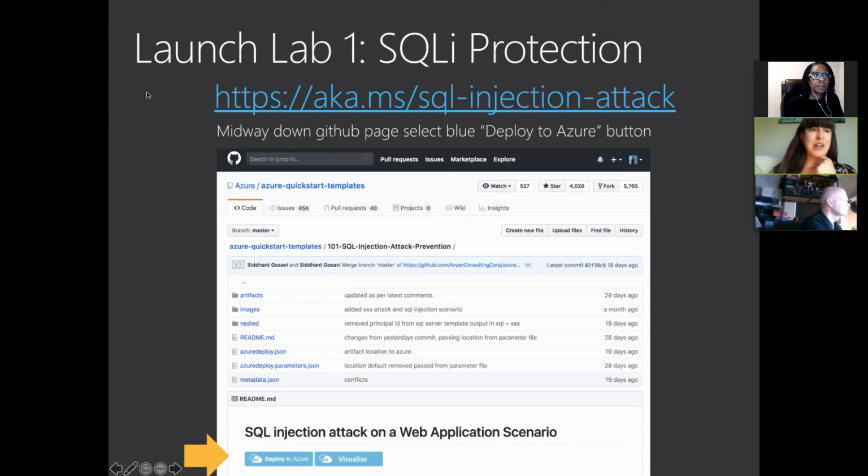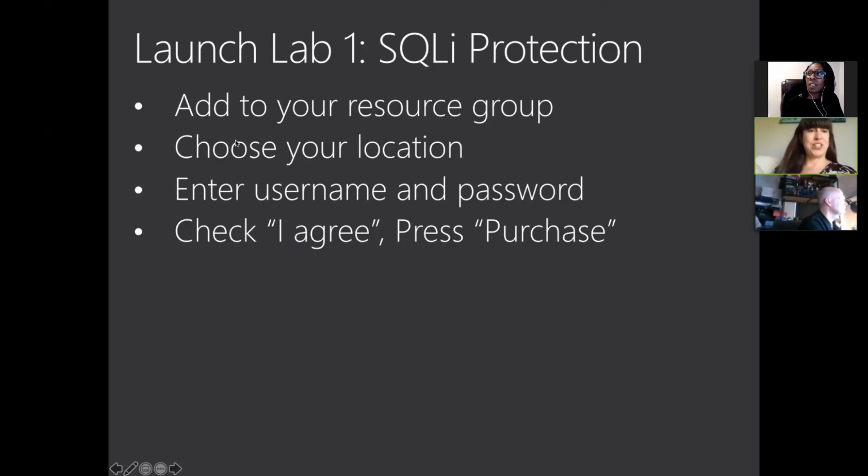There we go. Okay, so we want to open this link, and then there's going to be a button. See the button here? Deploy to Azure. We're going to click that button. And then here are the instructions. So we're going to add this template into a resource group. We're going to create a new resource group. We're going to choose our location. I'm going to do this with you. I'm telling you what we're doing in advance, and then we're going to do it together. We're going to enter a username and password. We're going to check I agree, and we're going to click purchase.